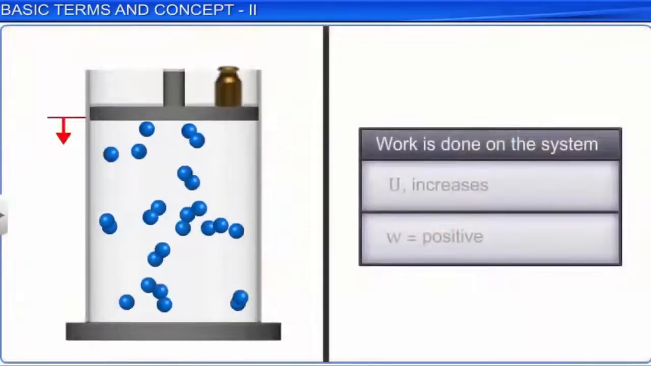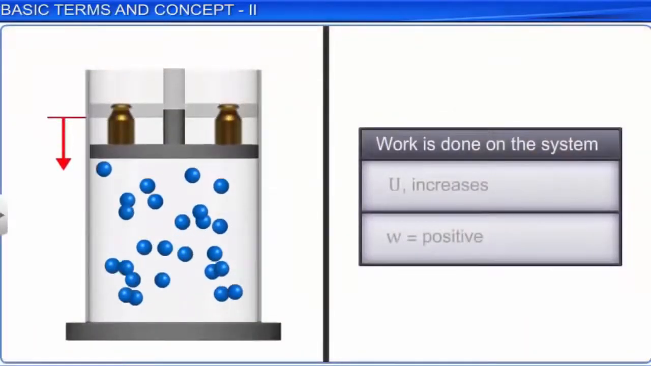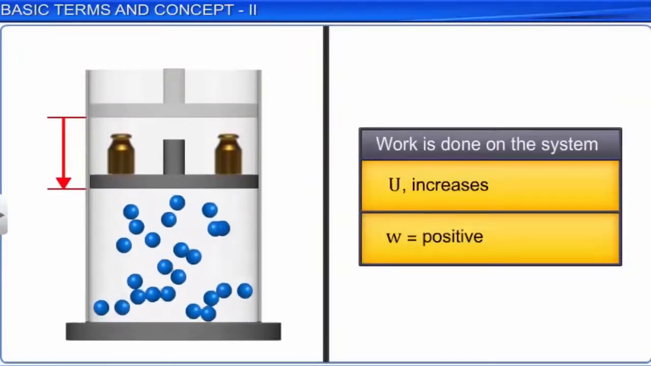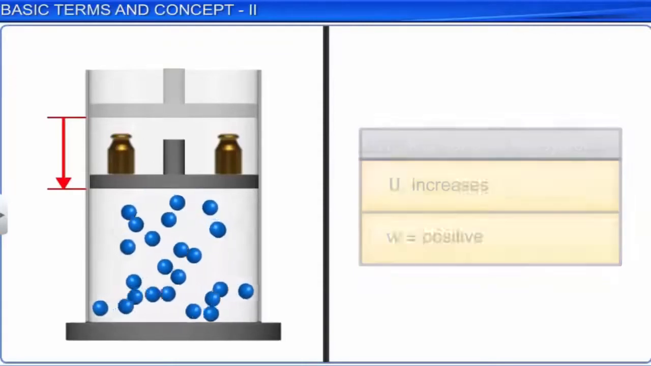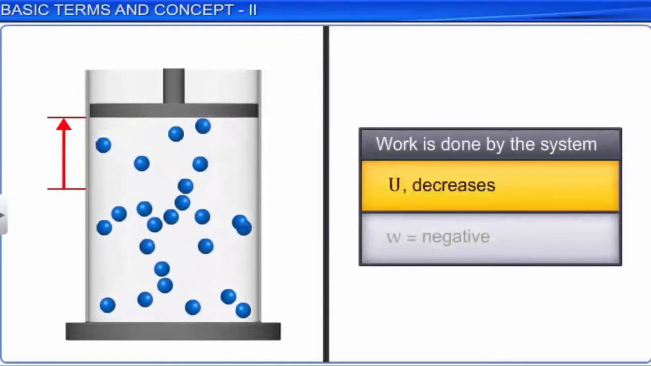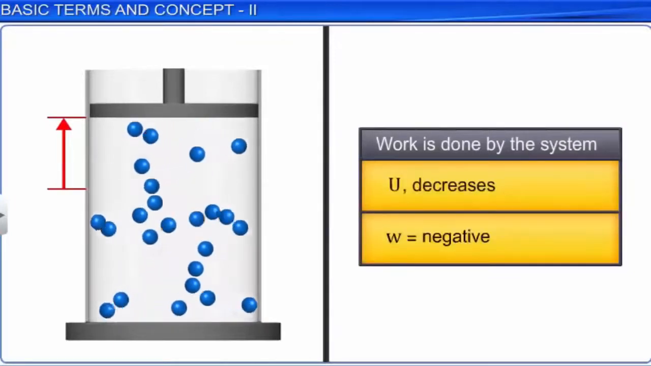If work is done on the system, then U increases and W is considered as positive. On the other hand, if work is done by the system, then U decreases and W is considered as negative.